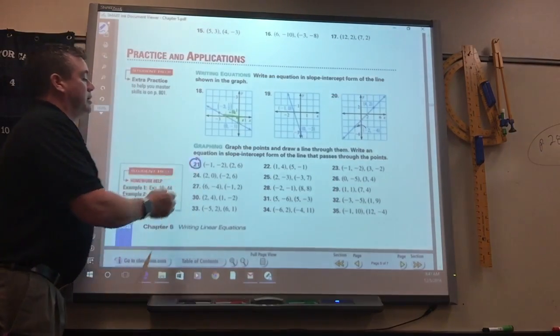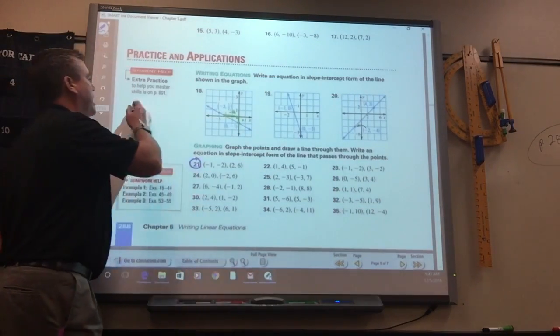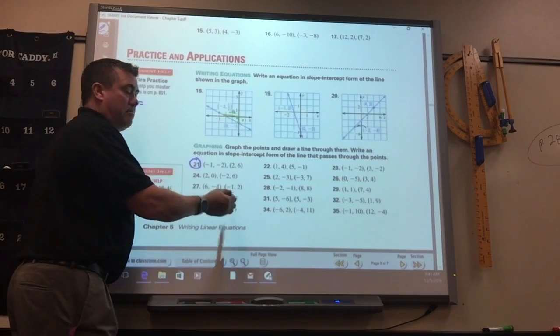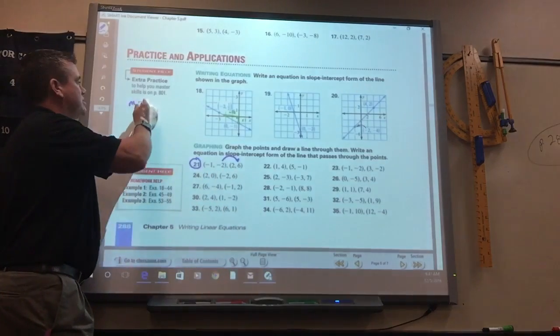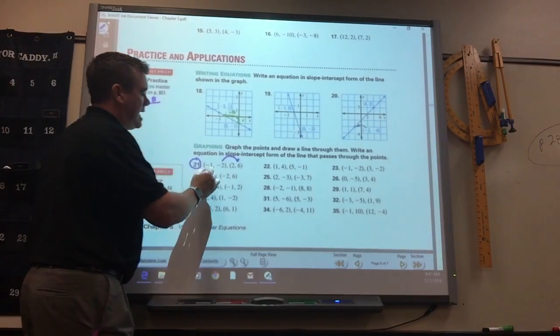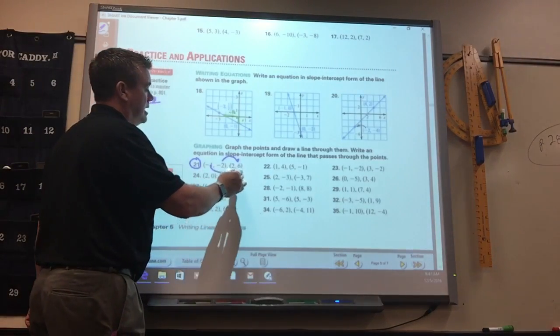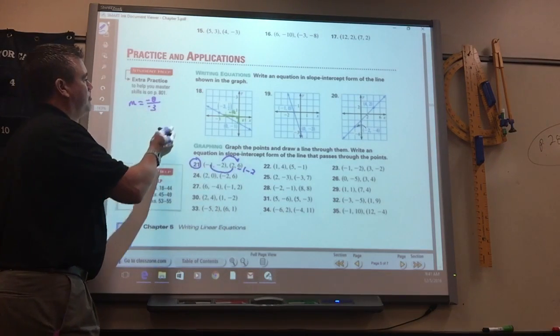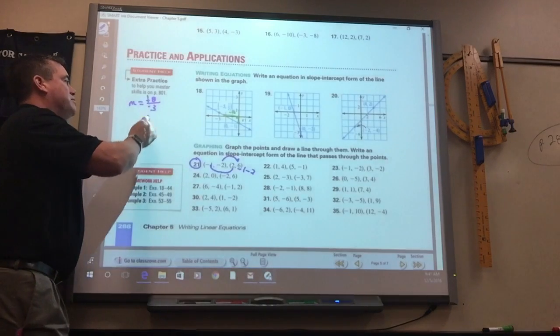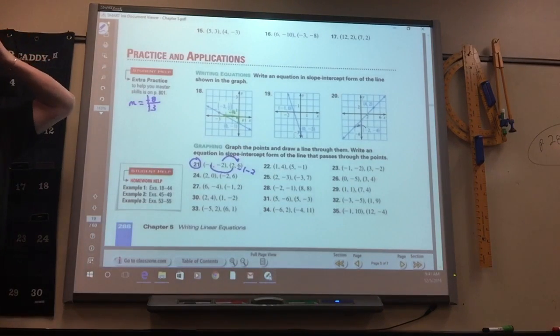Okay, for 21, you gotta first find m by taking the y minus the y. -2 take away 6 is -8 over the x minus the x. -1 take away 2 is -3. So the negatives will cancel, so it'll just be 8/3.